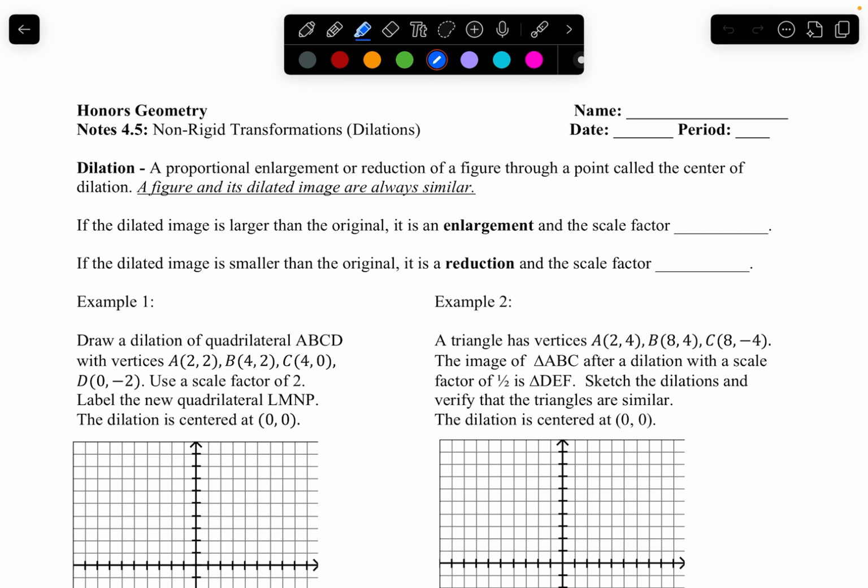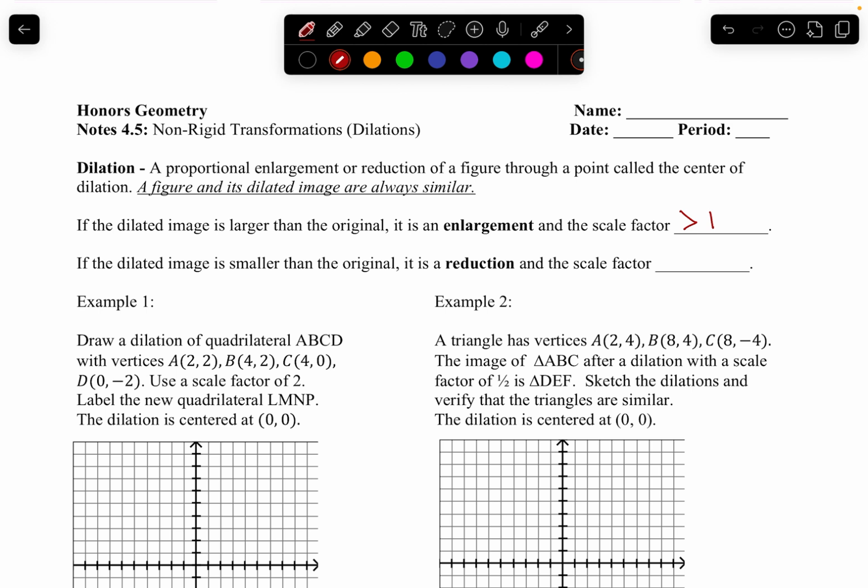So if the dilated image is larger than the original, then we have had an enlargement, and the scale factor is going to be something that is greater than 1. So you would see a scale factor like 5, or a scale factor of 3, or a scale factor of 1.5. Anything that's larger than 1 just means that your new image will be larger than your pre-image, okay?